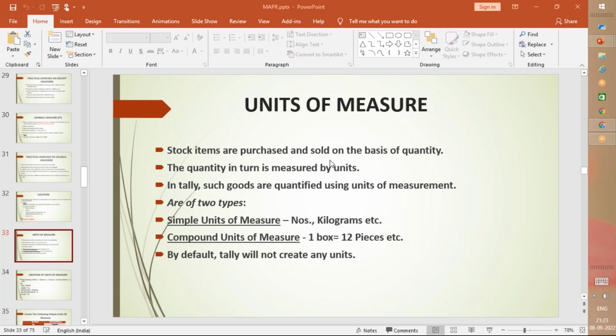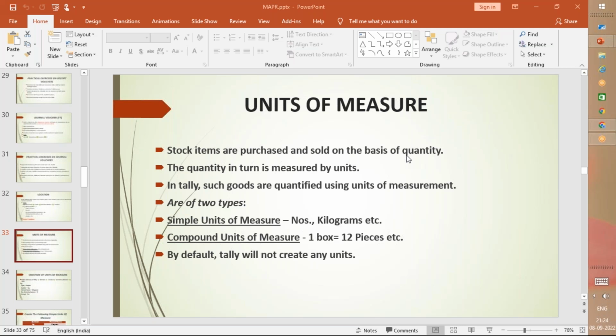So stock items are purchased and sold based on quantity. The quantity in turn is measured by units. In Tally, such goods are quantified using units of measurement. One is the simple unit, that is if it is numbers or kilograms, directly you are using it, we call it a simple unit of measurement. And then compound is when, for example, you are considering the unit as box, but that one box contains 12 pieces. So you will have two units of measurement. In compound, you need to have both these box and pieces created, and then you will compound both these simple units of measurement into a compound unit of measurement.